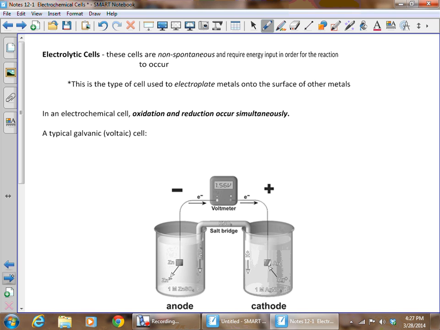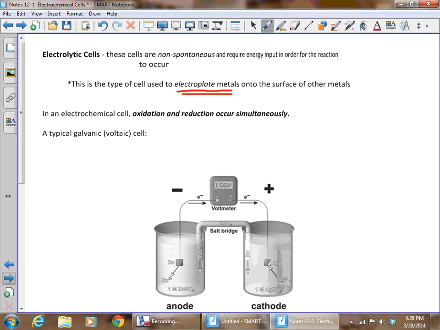Electrolytic cells are cells that are non-spontaneous. You have to put energy into them in order to get the reaction to occur. And at first it seems like that wouldn't be that useful, but these are the type of cells we use to electroplate metals on the surface of other metals. And so they are quite useful. We just have to supply energy into them in order to get their chemical reaction to occur.